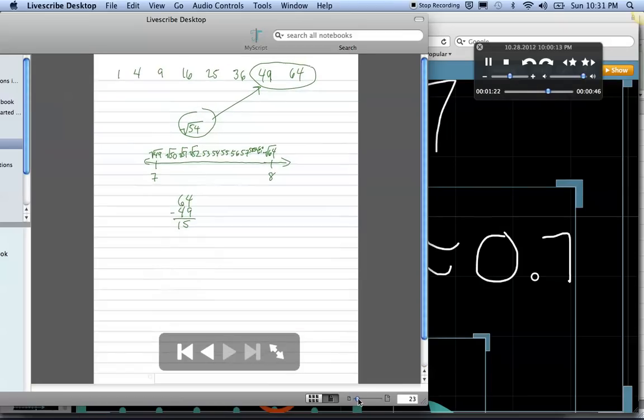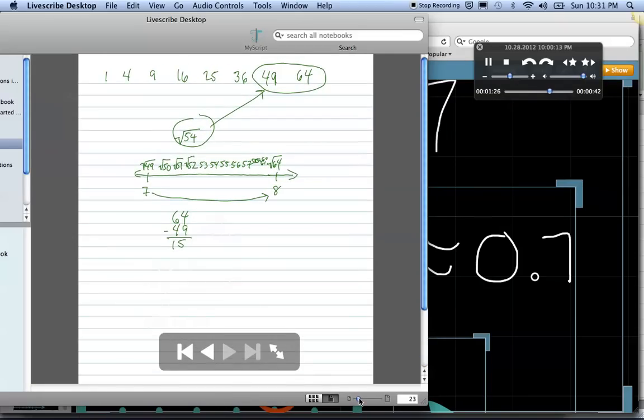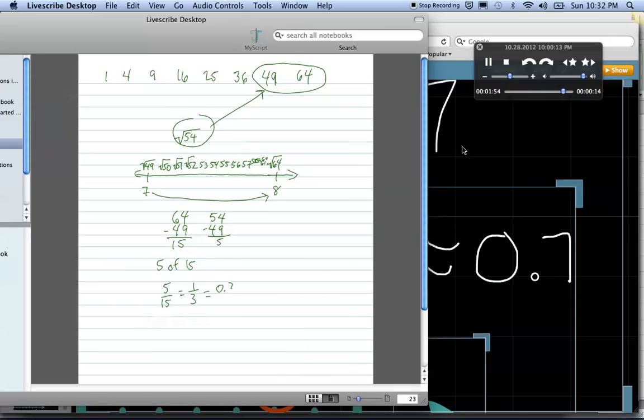Okay, 15 steps to get from 7 to 8 using square roots. Now 49 to 54 is 5 steps. So it looks like 54 is 5 of 15 steps to get from the square root of 49 to the square root of 64. We're 5/15ths of the way there, which is 1/3. So rounded to the nearest tenth, the square root of 54 is 7.3. Easy, huh?